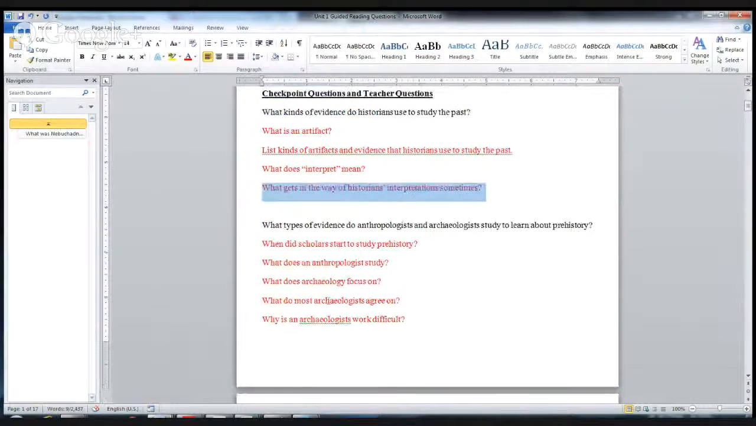And you're moving on to the second section, the second red heading in your textbook in Chapter 1, Section 1. The checkpoint question at the end of that is, what types of evidence do anthropologists and archaeologists study to learn about prehistory? The first question is, when did scholars start to study prehistory? Look for the answer, push pause, and then come back and push play.